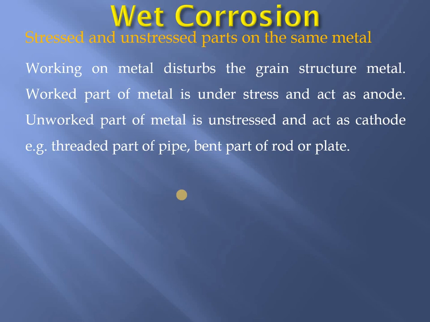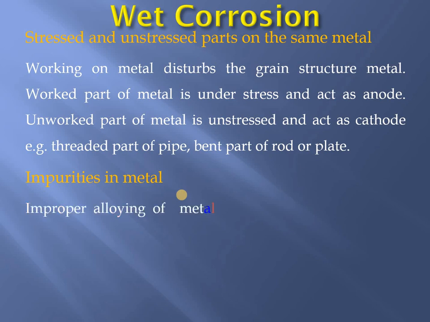will be called a worked part of the metal, and such worked part of the metal will be under stress and will act as an anode, while the unworked part of the metal will be unstressed and act as a cathode. For example, the threaded part of a pipe, or the bent part of a rod or plate will act as an anode and will undergo corrosion. The next part is the impurities present in the metal.